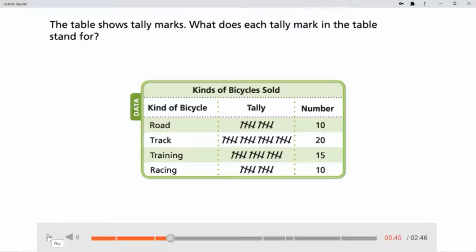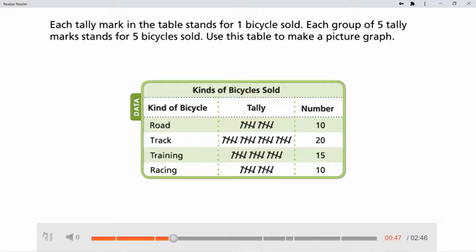Now here, if we're looking at the tally marks and we're looking at the table that we have, the title of our table says the kind of bikes that were sold. And then we have the list of the kind of bikes, the tally marks, and the number that those tally marks represent. So each tally mark represents how many of those particular kinds of bikes were sold. So how many road bikes were sold, track bikes, training, and racing bikes.